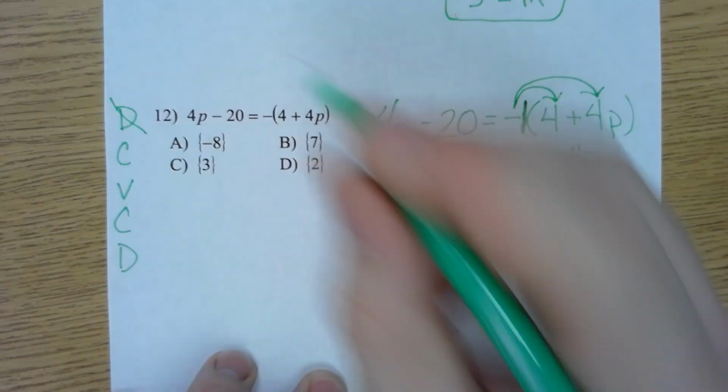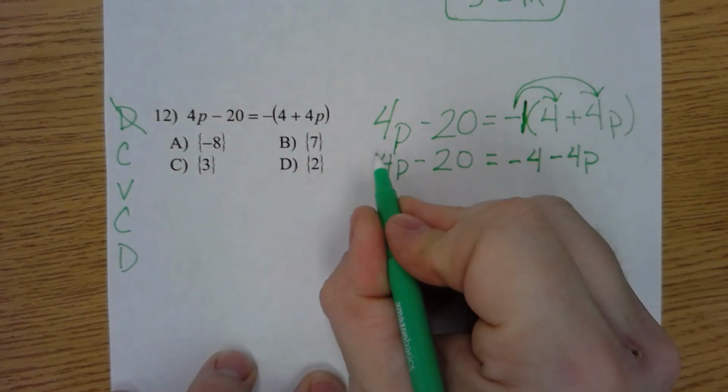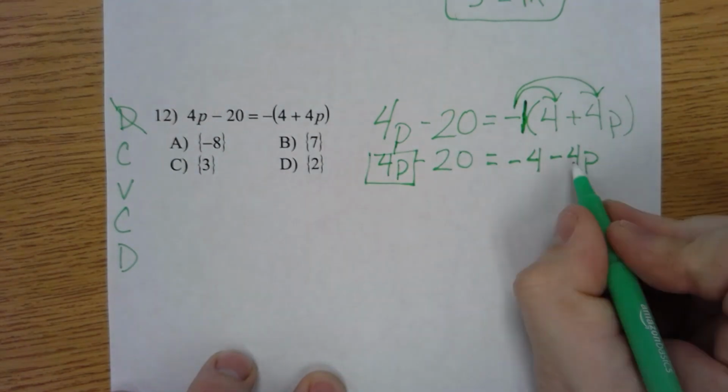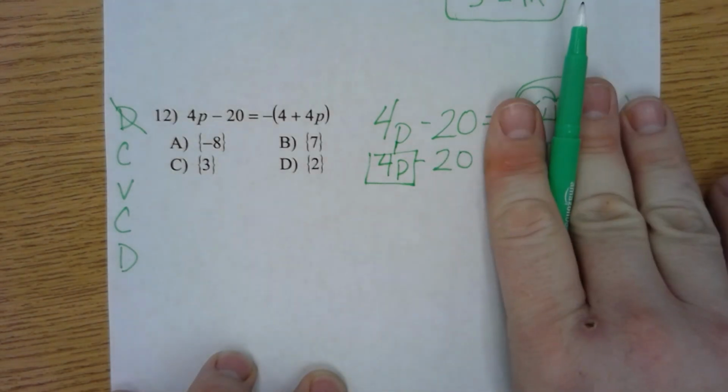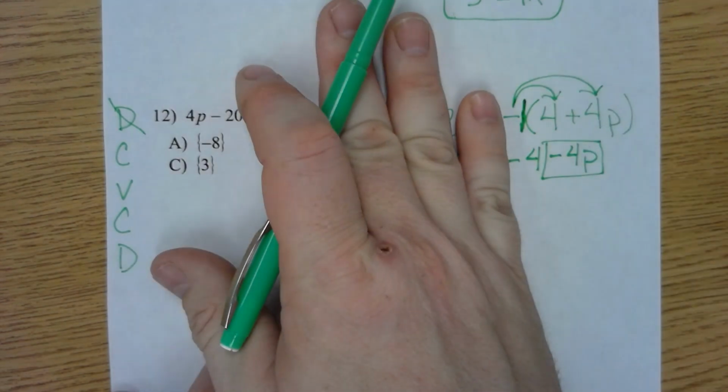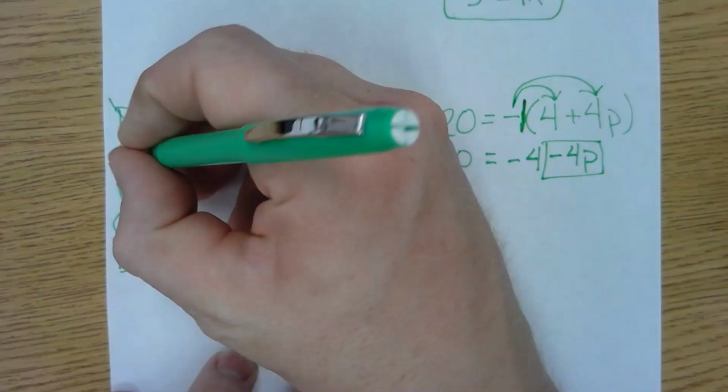Okay, step 2, combine like terms. Again, make a shape around my variables or constants, it doesn't matter, but I look, can I combine those? No. Can I combine these? No. So we move to the next step.